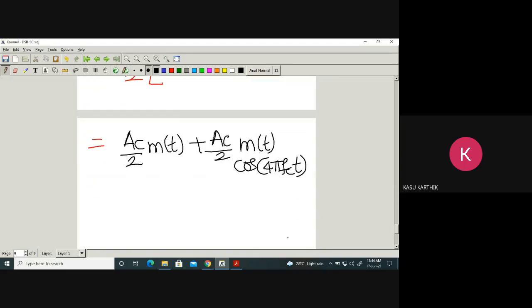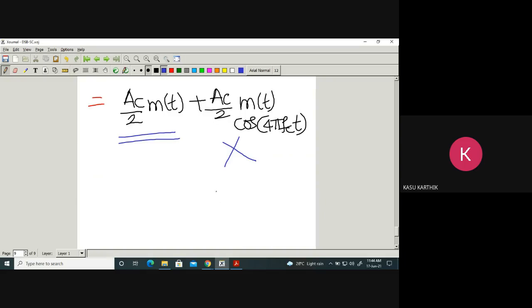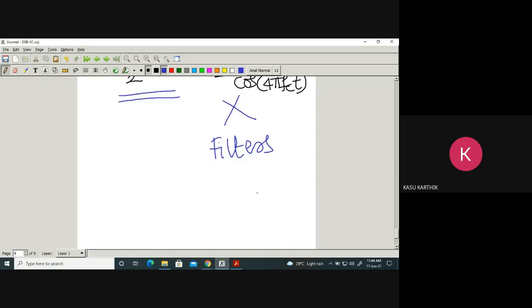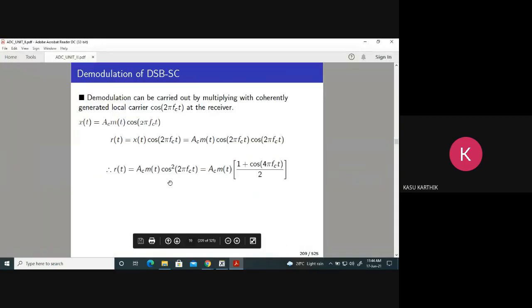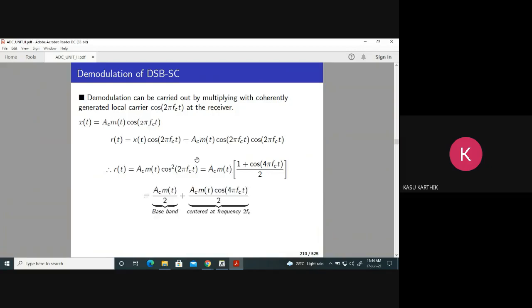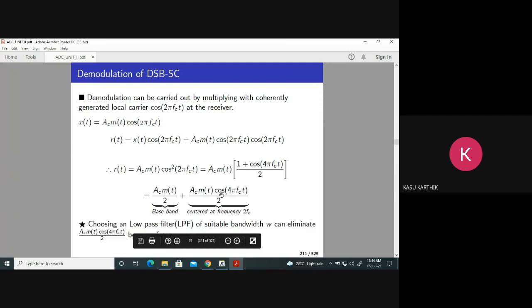Now the demodulation output should be what? Only m of t. You have to remove this term. It is not required. Okay. How can you remove? By using filters. So here this is the demodulation. You take the transmitted signal, again multiply with the same carrier. This is Ac by 2 and this is something else. So that can be removed by choosing a proper low pass filter.